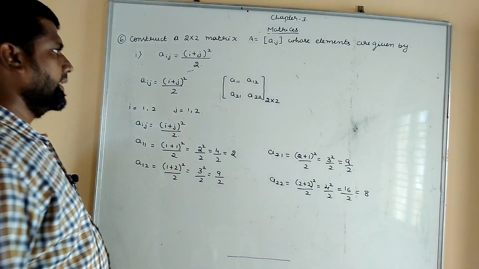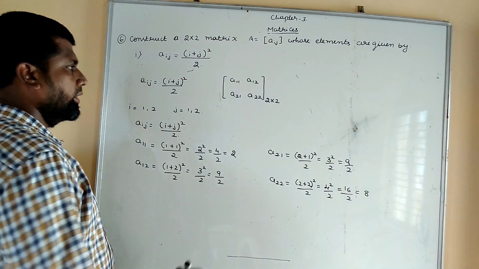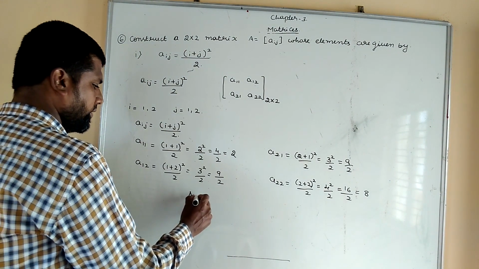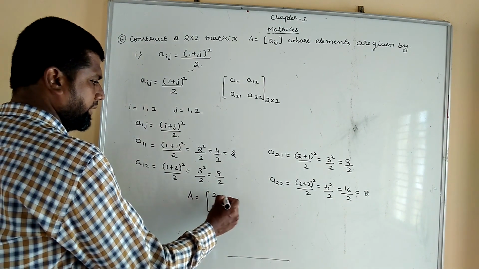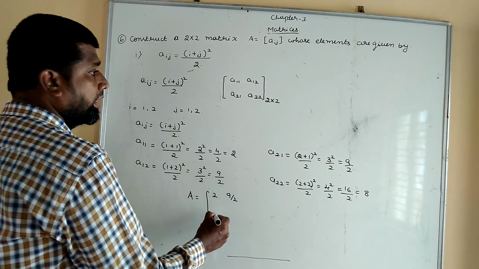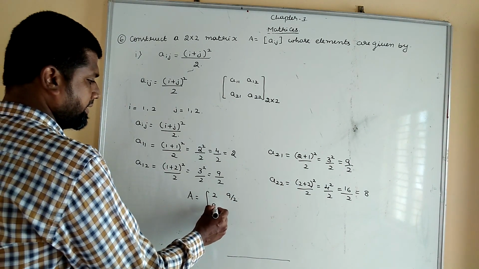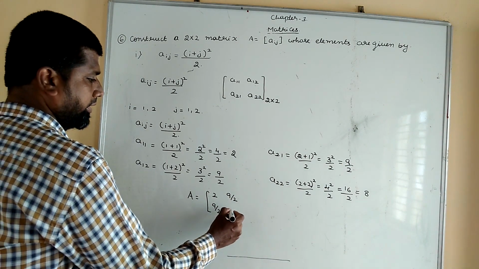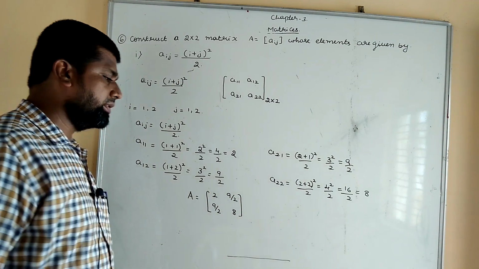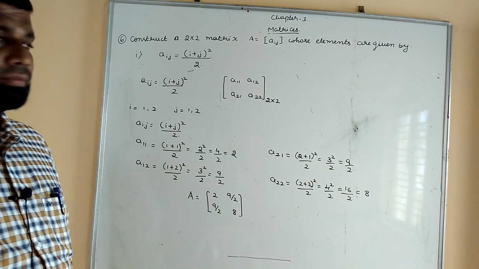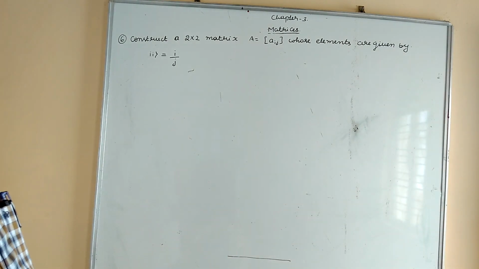Now let us write the matrix of order 2 cross 2. A is equal to A11 is 2, A12 is 9 by 2, then A21 is 9 by 2, then A22 is 8. This is the matrix of 2 cross 2. Okay, let us go for the next problem.